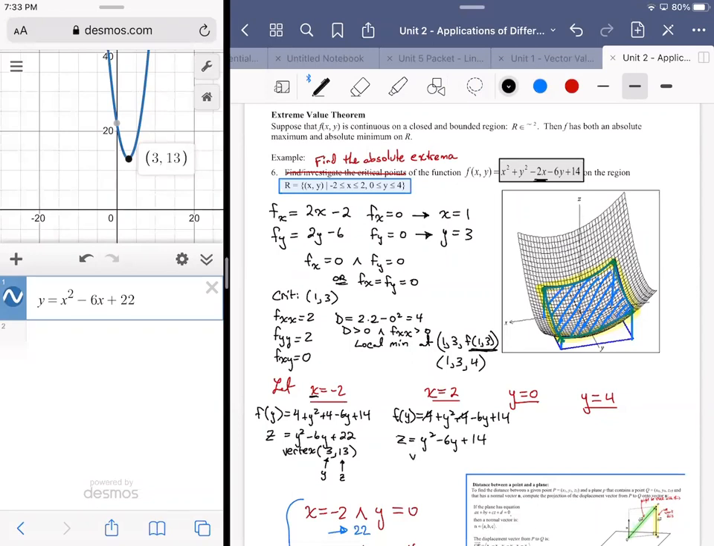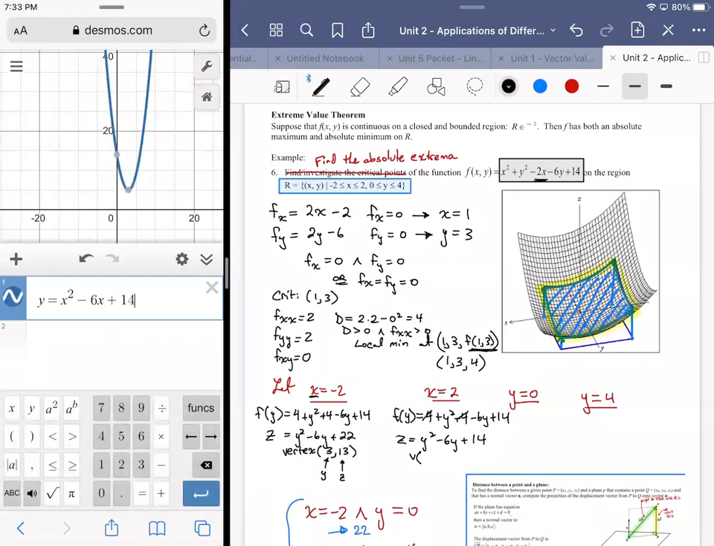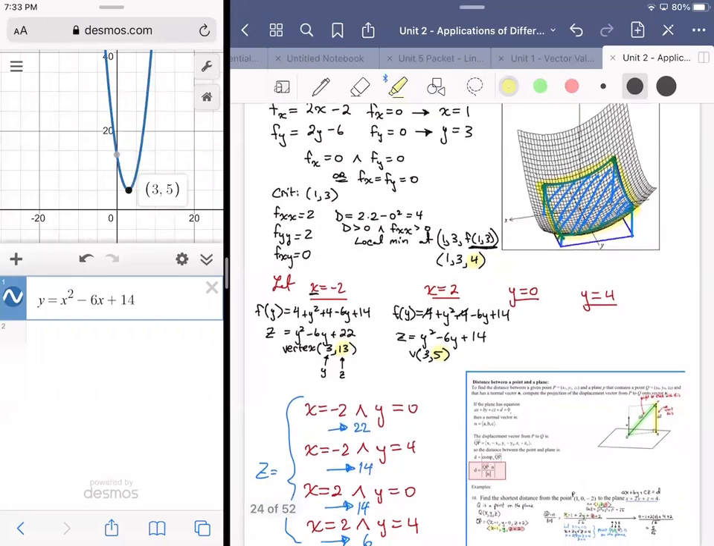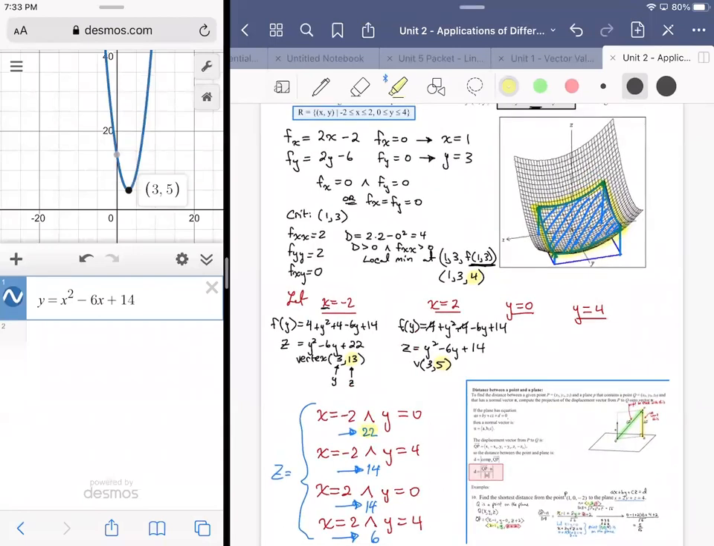All right, so my vertex here, just again, tap, (3, 5). We only care about z values here. So all these z values that we're coming up with here, these are our possible candidates when we're talking about absolute max, absolute min. All right.